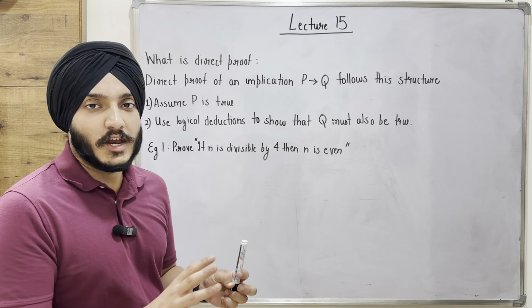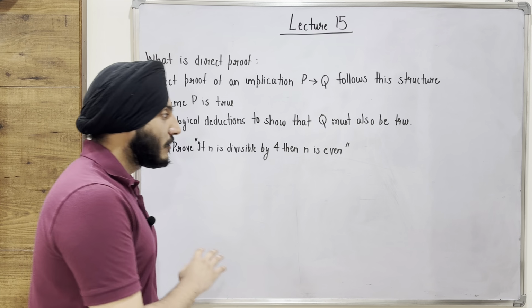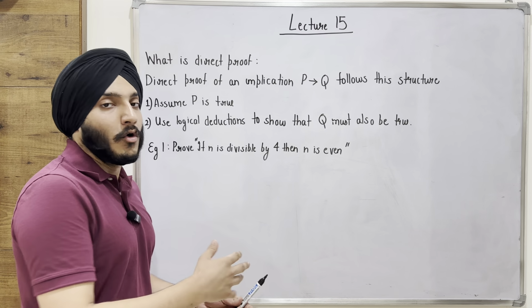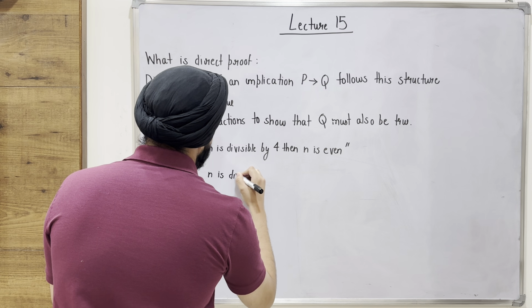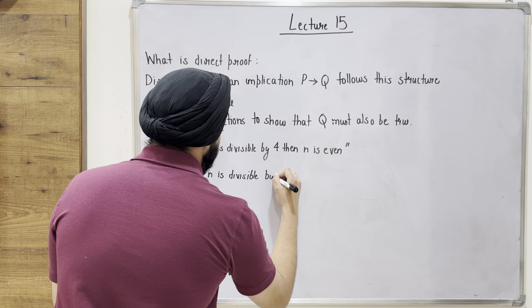So let's try to understand this example. I need to prove: if n is divisible by 4, then n is even. Now I know this is something we all already know, but let's say you get this question and you need to prove it. This is just a simple example of how a direct proof works. So let's start with the proof. We are assuming P is true. So let's assume n is divisible by 4. I made the assumption that n is divisible by 4.